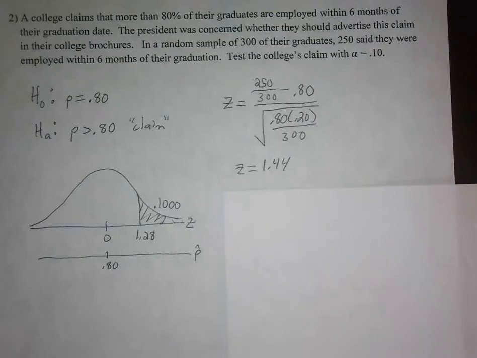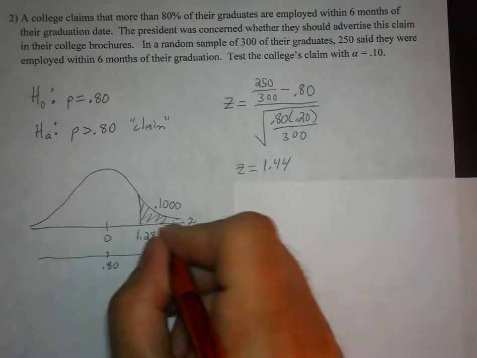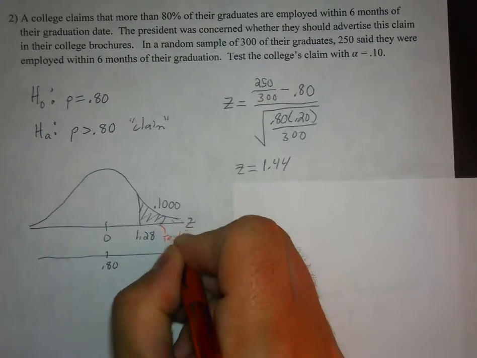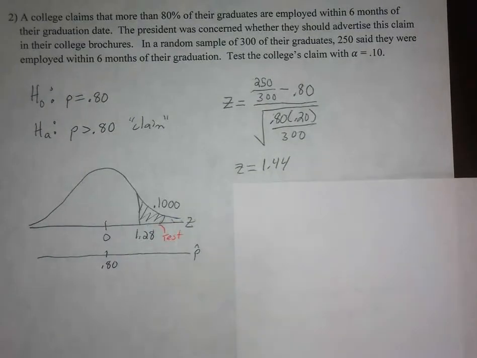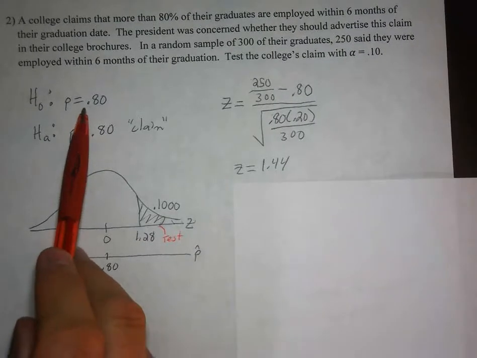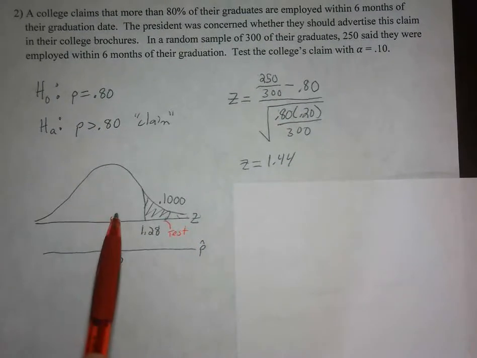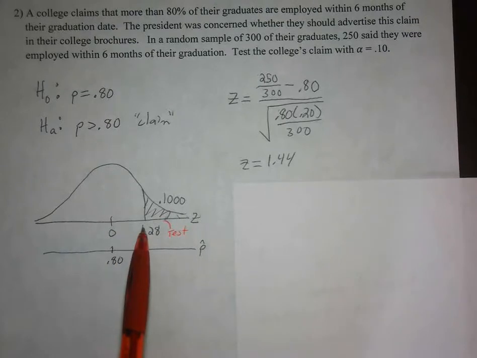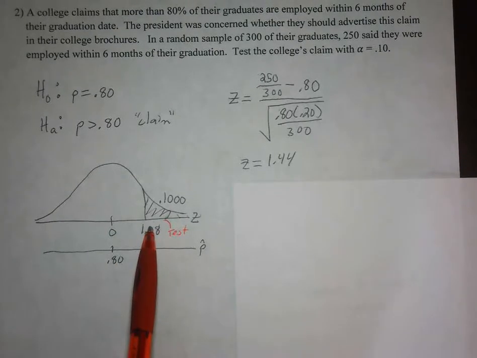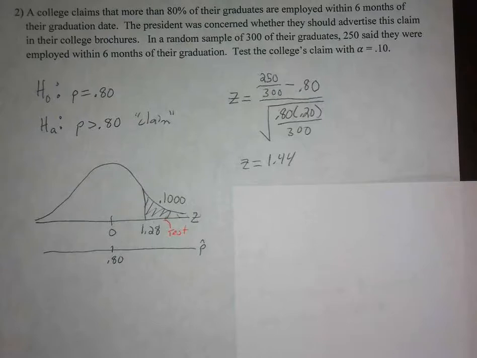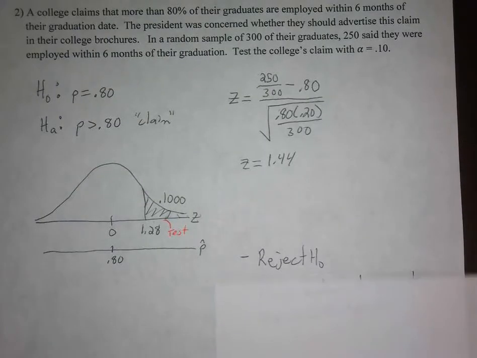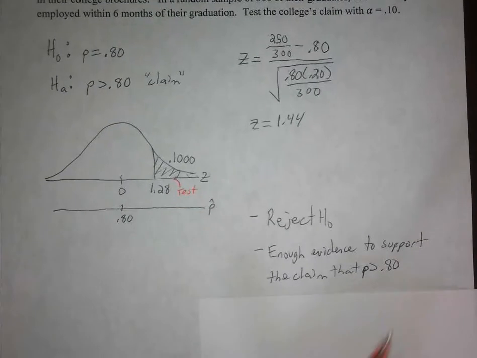That gives us a z value, a test statistic of 1.44, which we can see is a little bit to the right of 1.28. So that means that if 0.8 really was the population proportion, then getting that sample proportion of 250 out of 300 would have been unusual, or more unusual than we were willing to accept. So our decision is to reject H0, which means, again, in this case, there's enough evidence to support the claim that p is greater than 0.8.